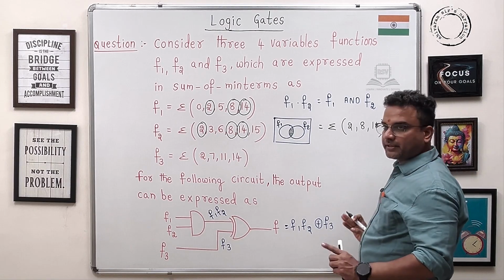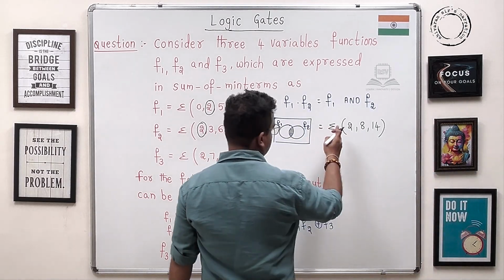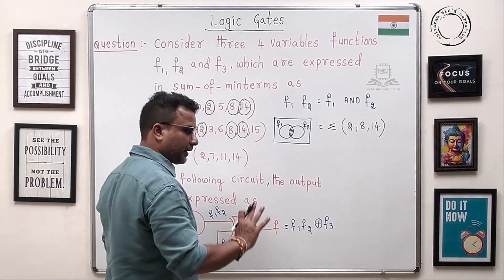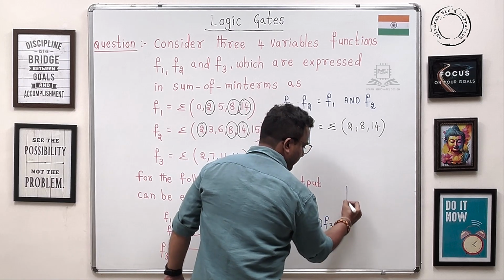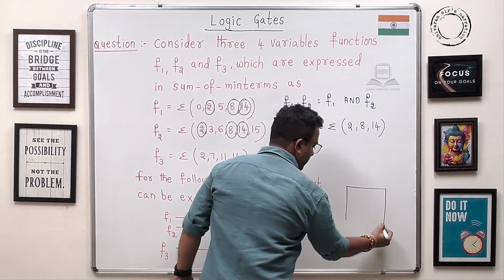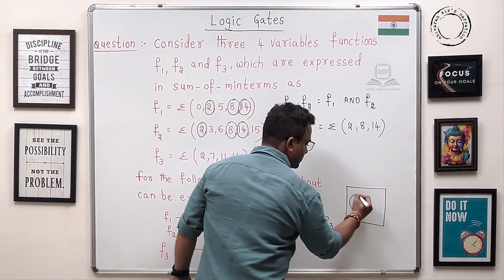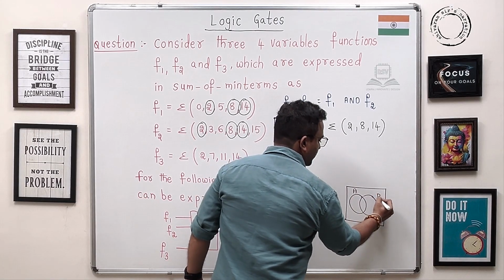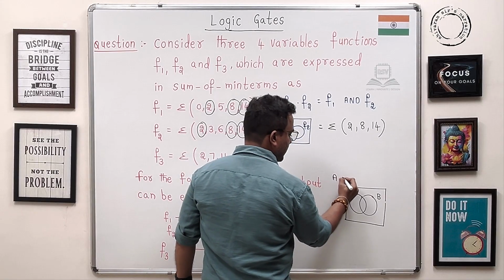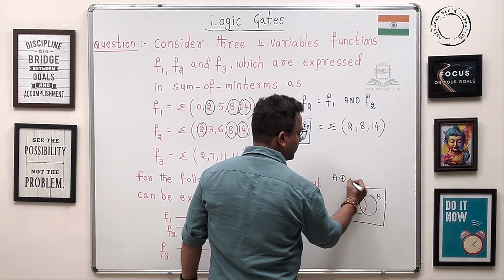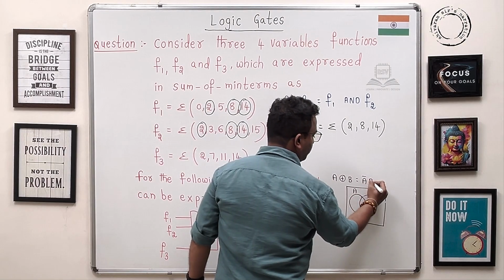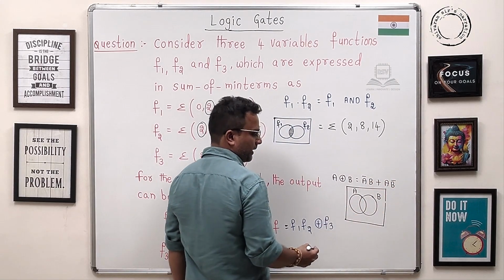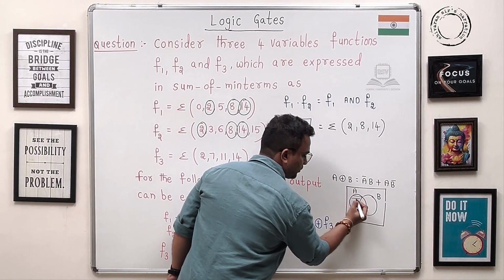Got it? Similarly, let's assume this is F1, F2 and we need to do the XOR operation. Again, guys, you take one XOR operation. Let's assume this is A, this is B. Then, guys, what is A XOR B? That is A bar B plus A B bar. Where do you get A bar B, guys? Here only, no?